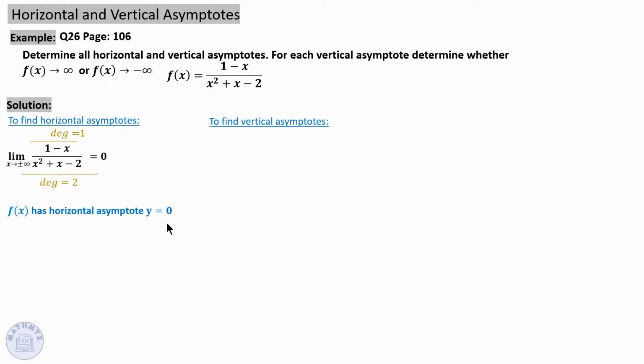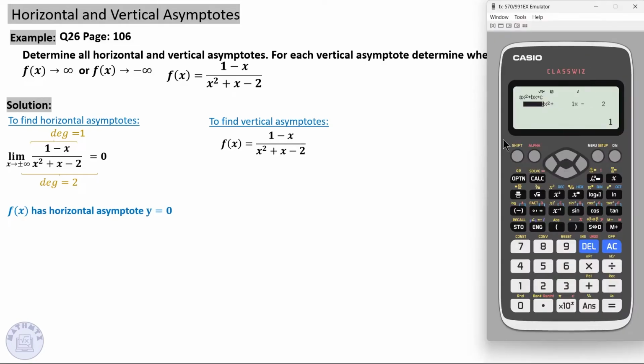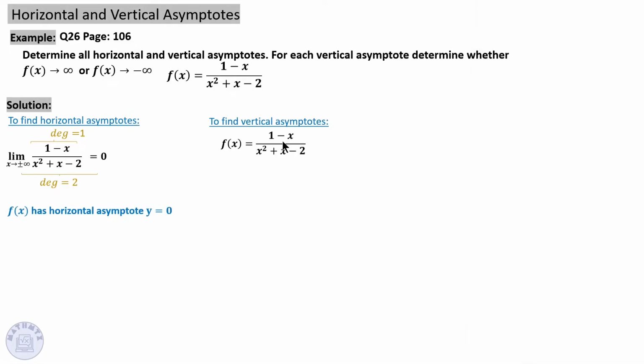And for the vertical asymptotes, again, we will use our calculator to find the zeros. So using my calculator here, I can see the first zero at 1, the other at -2. You should pay attention because you have a factor in the top. So from the zeros, I can write the factors. And the reason is because I have a factor in the top. So this factor, if you take a -1 outside, you'll be left with x minus 1.